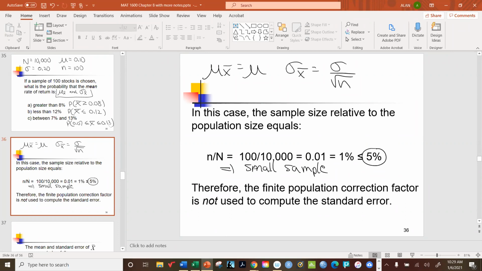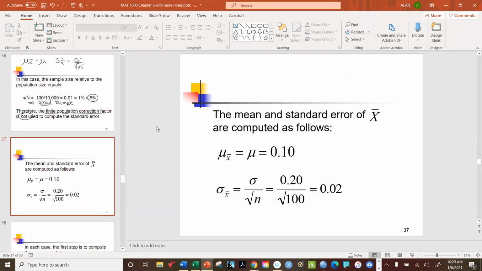So now it's just a question of plugging in the numbers and coming up with the actual values. All right, so small sample. So therefore, we do not need the finite population correction factor. Now once that's been taken care of, we can just plug away. So the mean is just 10% because that's what the population mean is. Within our sample of stocks, the mean should be 10% because the population mean is 10%. The standard error comes from the population standard deviation.